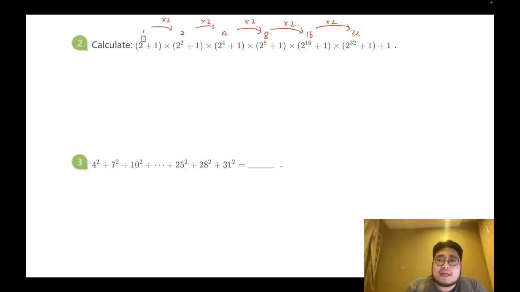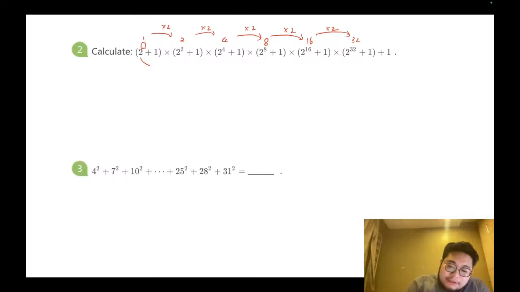That means if I want to calculate that, this part is 2 squared, 2 squared squared is 2 to the power 4, 2 to the power 4 squared is 2 to the power of 8, 2 to the power of 8 squared is 2 to the power of 16, and 2 to the power of 16 squared is 2 to the power of 32. So what do we need to do? We have the formula a squared minus b squared equals a plus b times a minus b. But all the terms here are additions. Where is the subtraction? We don't have it.